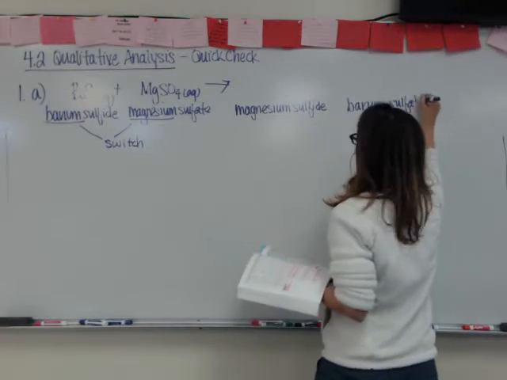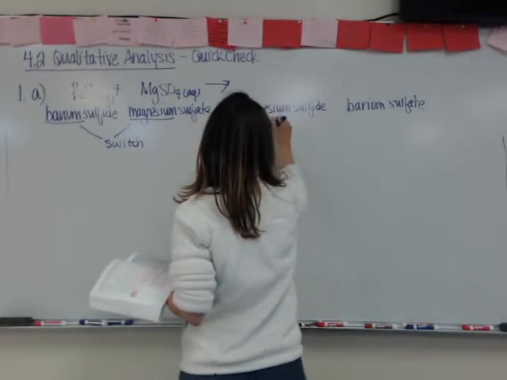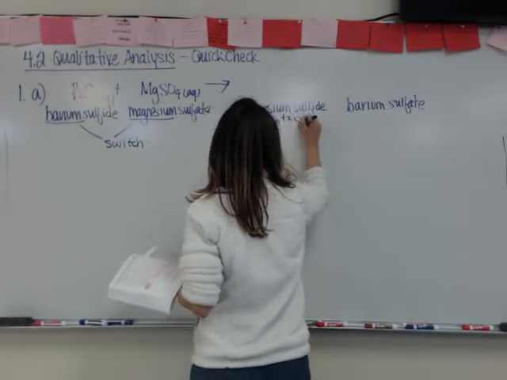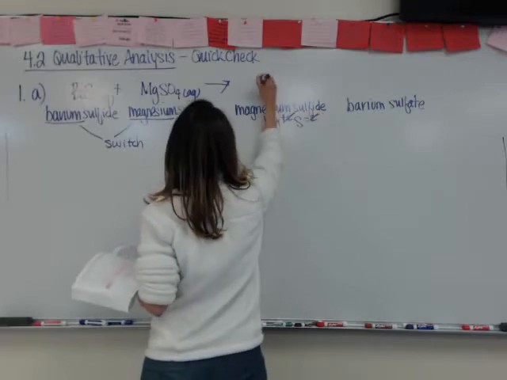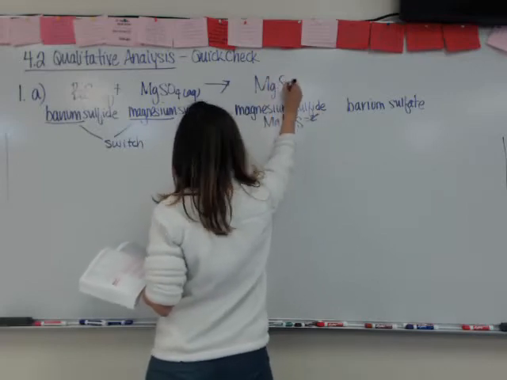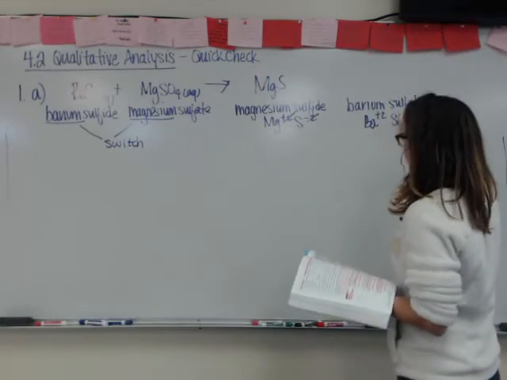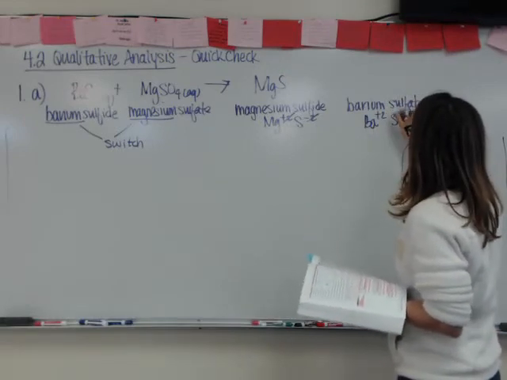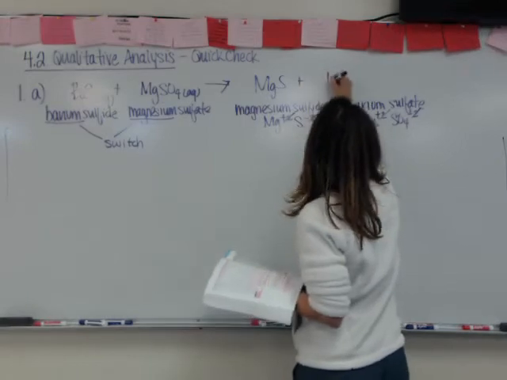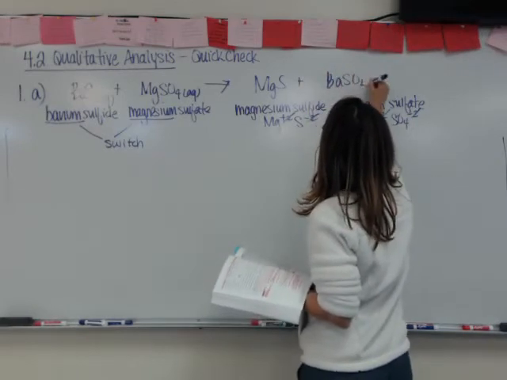If you look at your periodic table with the charges on it, you'll see that magnesium has a +2 charge, sulfide has a -2 charge. They will cancel. You'll get MgS. And then barium has a +2 charge. Sulfate is SO4 -2. Those cancel. You're going to end up getting BaSO4.